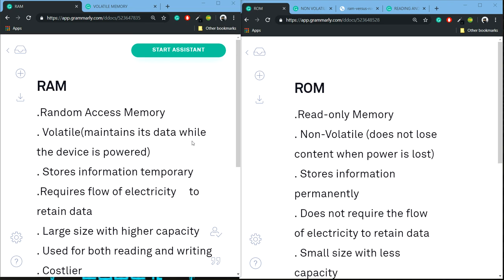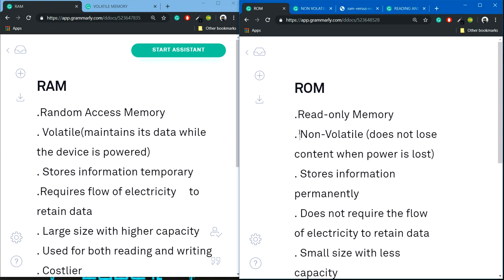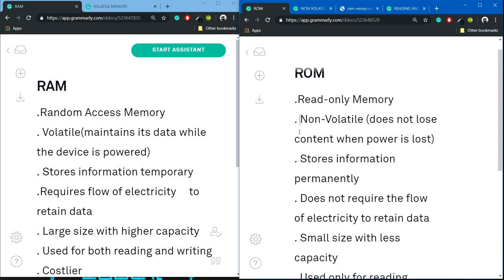We discuss the differences between RAM and ROM. RAM is an acronym of random access memory, and ROM is an acronym of read-only memory. RAM is a volatile memory and ROM is a non-volatile memory. What is a volatile memory and what is a non-volatile memory?